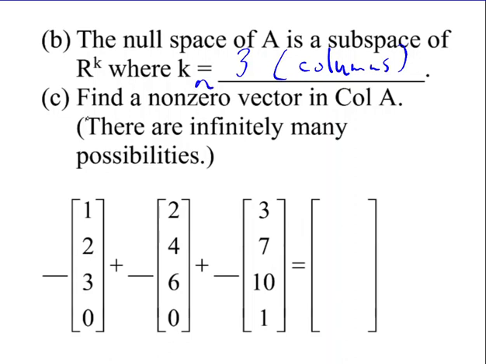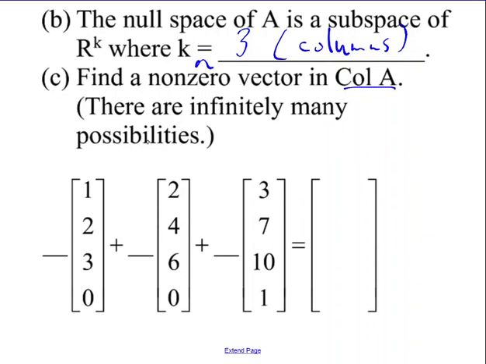Find a non-zero vector in the column space of A. So what do we want? There are many possibilities, so you can choose whatever you want. We can use those 3 vectors to get another vector, and it's going to have 4 entries. That's why it's going to be a subspace of R4, or Rm.